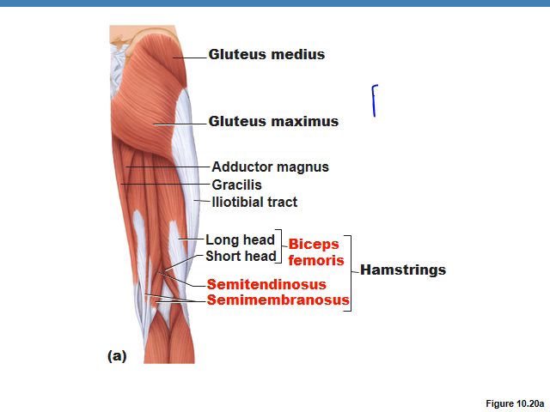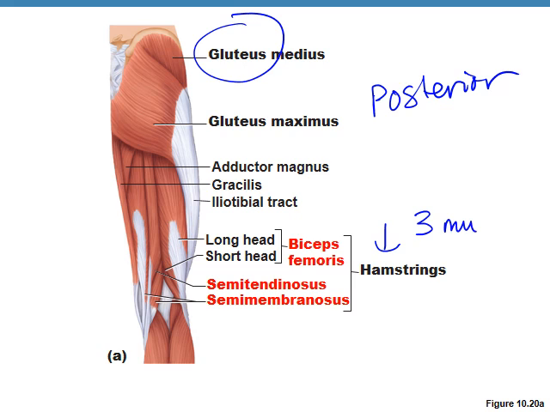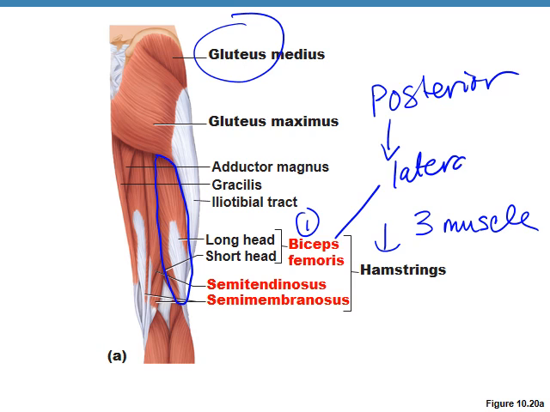Now we move to the posterior side. I know this is posterior because I can see gluteal muscles. We're going to look at the hamstrings. There are three muscles that make up this group of muscles called hamstrings. The first is biceps femoris. So I'm going to outline the biceps femoris. There are two heads, you just can't see them. What I would say is the biceps femoris is on the posterior side and it's lateral.